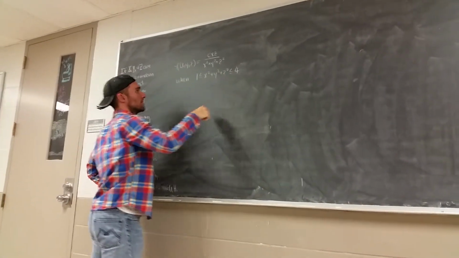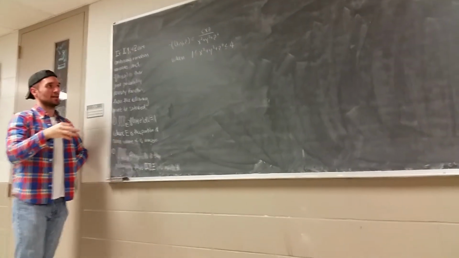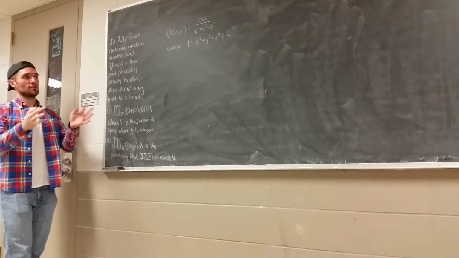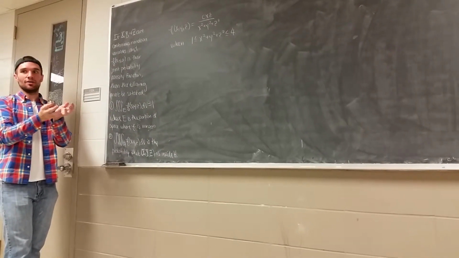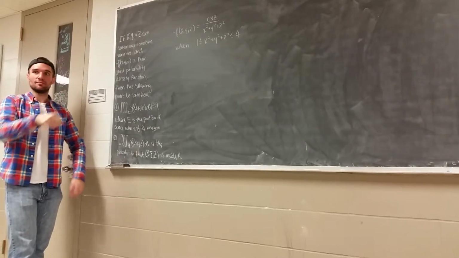So the point x, y, z has to live inside the sphere of radius 2, but outside the sphere of radius 1. It's like two balls sitting on top of each other. It lives in between them.